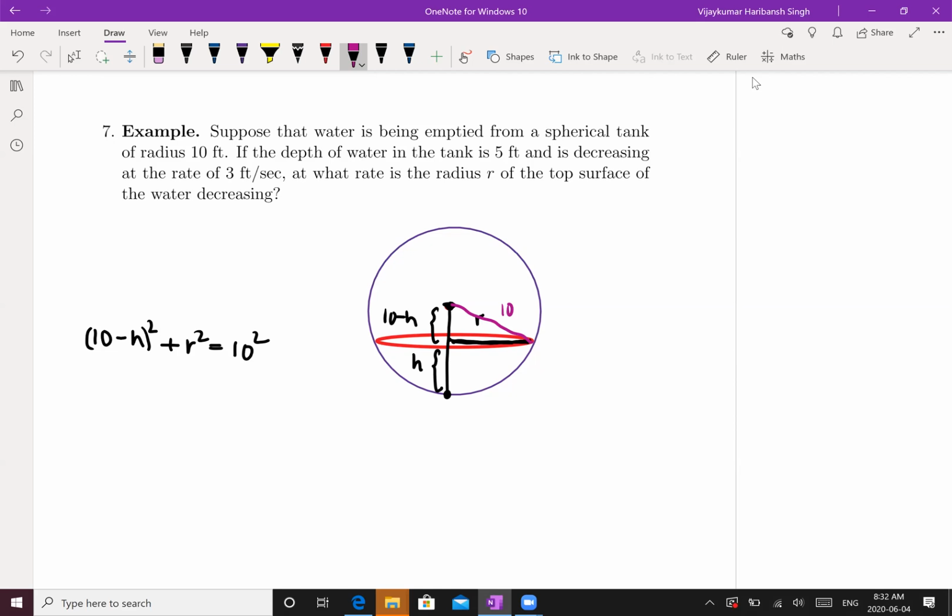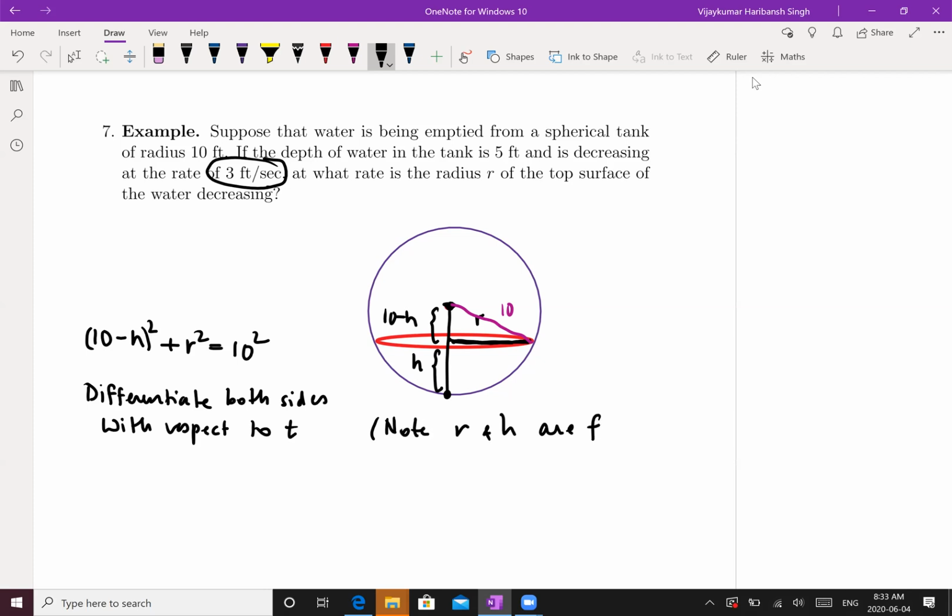Now differentiate both sides with respect to, so with respect to what? Note that here we are given the rate of change with respect to time, right? So we'll differentiate with respect to t. And note that h and r both are functions of t. Why? Because as you keep changing time, the water level is dropping, r is changing, h is changing, but they are changing with respect to time. So with respect to t, note r and h are functions of t, both of them.